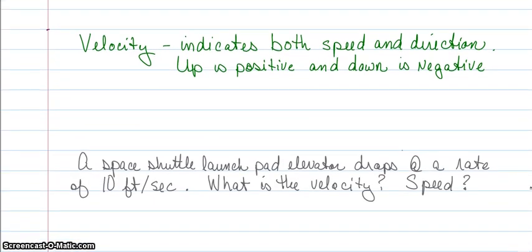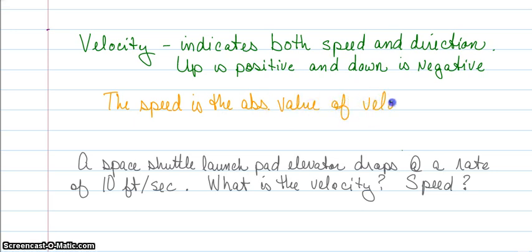Okay, now let's talk about velocity. Velocity indicates both speed and direction. Up is positive and down is negative. Okay, so the speed of an object is the absolute value of its velocity. So the speed is the absolute value of the velocity.